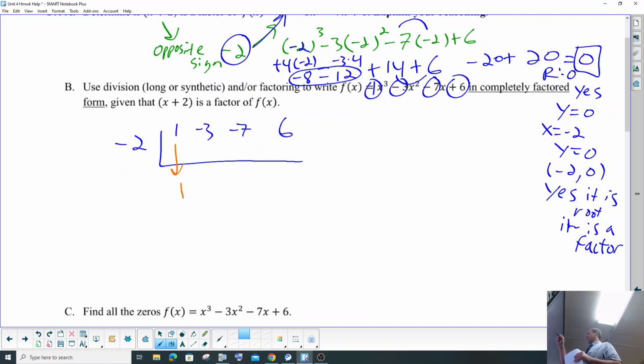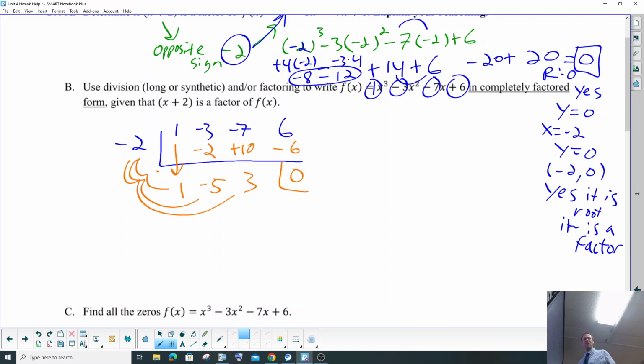So bring down the 1. Negative 2 times 1 is a negative 2. Negative 2 and negative 3 is a negative 5. Just combine them. Multiply, combine them. Negative 2 times negative 5 is a positive 10. Combined with the negative 7 is 3, and negative 2 times 3 is negative 6.